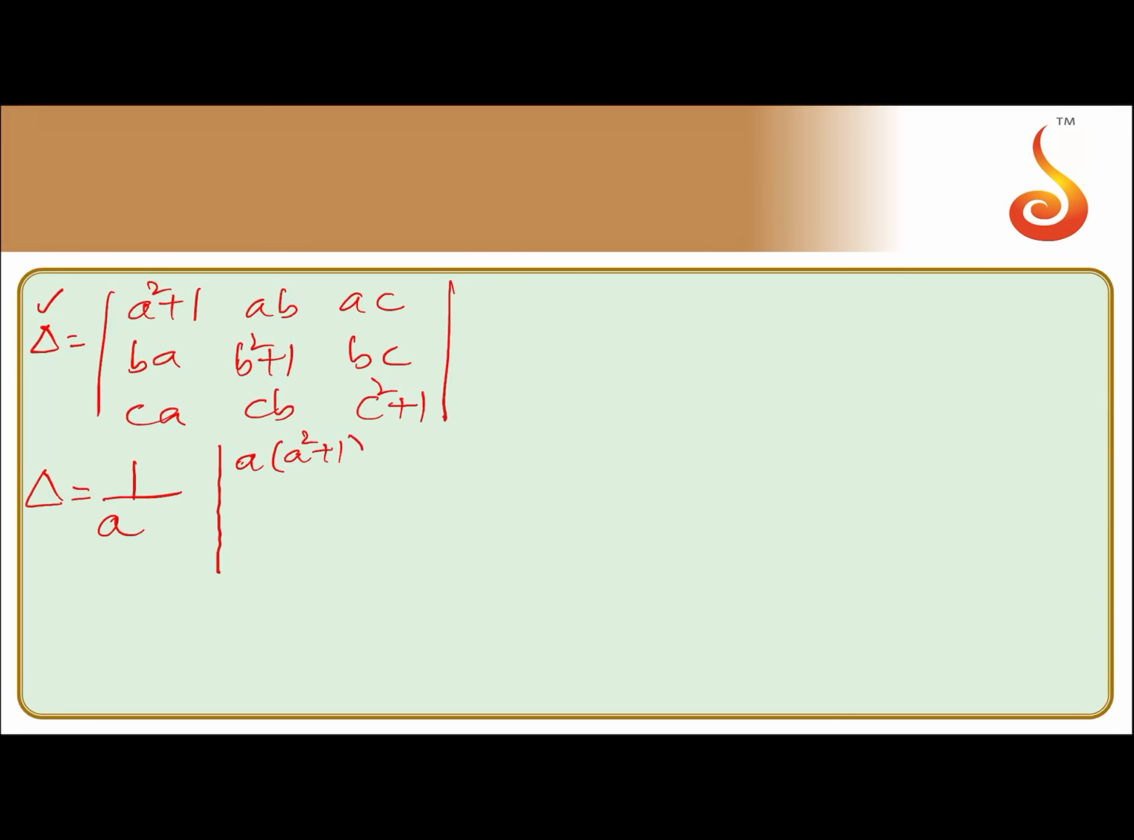A multiplied by A square plus 1. A multiplied by AB, A square B. And this is A square C. I'm just multiplying A to the first row. At the same time, I'm dividing it, so the value will not be changed. In the same lines, I would divide by B and multiply B to every element of the second row. So this is B square A, B multiplied by B square plus 1, and B square C.